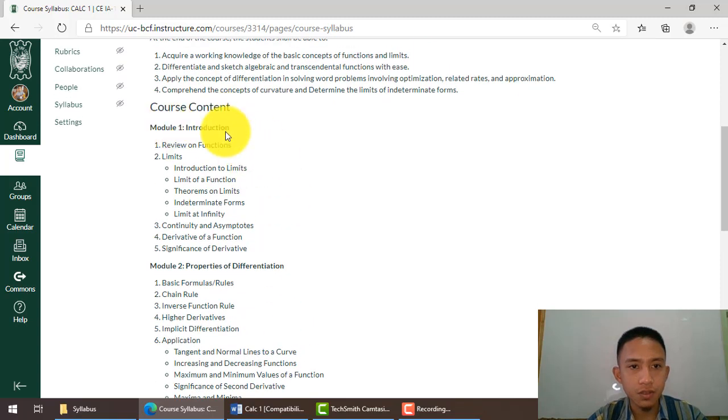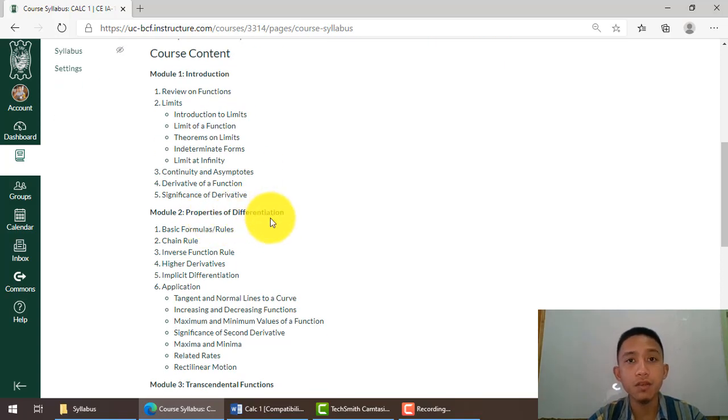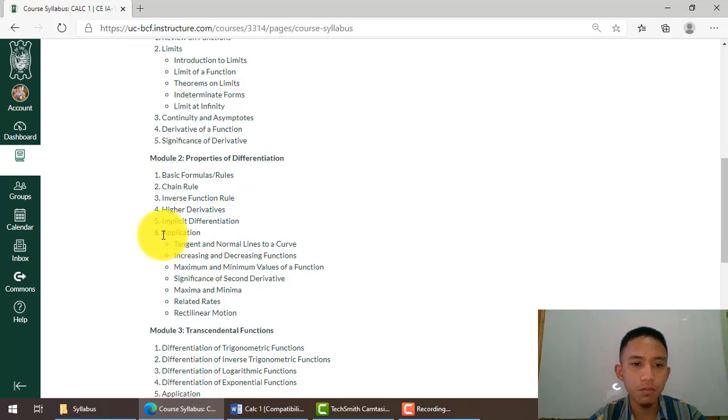So that is your introduction. Once we are done with that introduction, we will proceed to your module 2. We will start with the formulas or properties of differentiation. We will now be focusing on differential calculus. We will be discussing your basic formulas, other formulas, or other rules. These are all the concepts of differentiation. We will discuss all of this, and then after that we will apply it in certain types of applications.